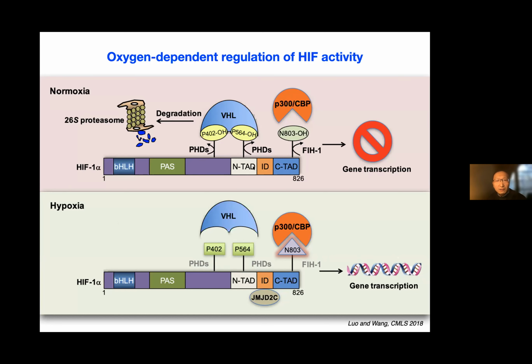HIF activity is also regulated by another dioxygenase called FIH1, which catalyzes asparagine hydroxylation. This hydroxylation can block the binding of the histone acetyltransferases P300 and CBP, and so it inhibits HIF-dependent gene transactivation. Again, under hypoxia, this asparagine hydroxylation is blocked, so P300 and CBP can bind to this transactivation domain to enhance HIF transactivation.